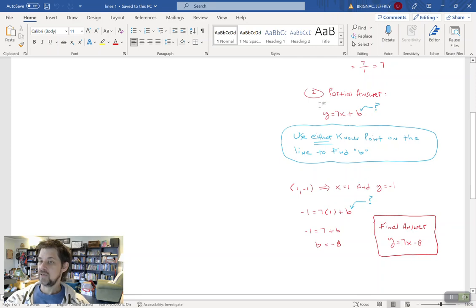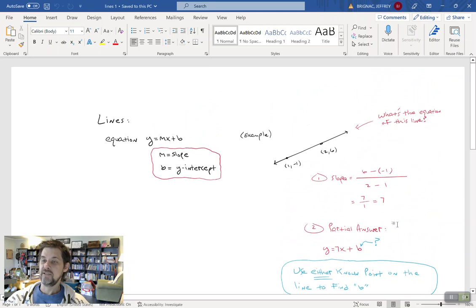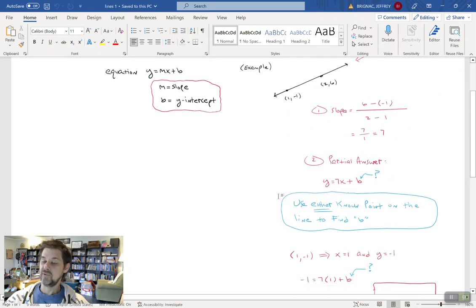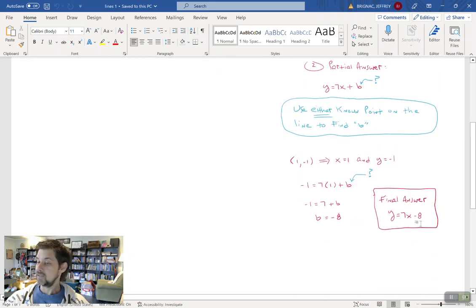So, I take my partial answer right here, and I put those numbers in. I put negative 1 for y, and I put 1 for x, and then the only thing left at that point is b, which I solve for, and I get negative 8. Okay, so there's your final answer. The equation of the line that goes through those 2 points is y equals 7x minus 8.